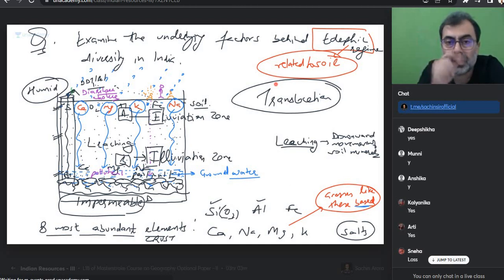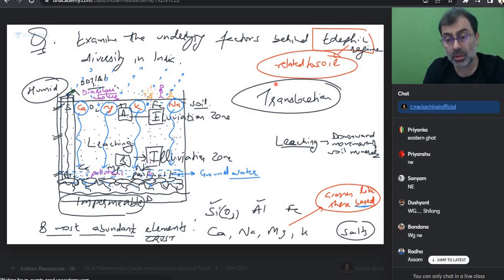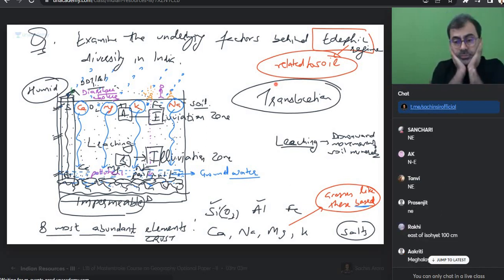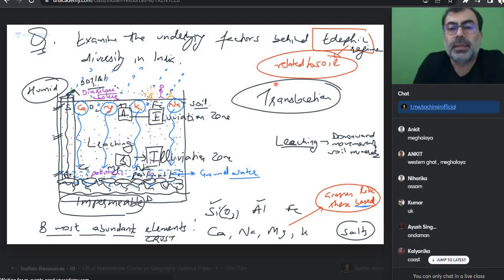Which areas of India can I expect such high leaching? Tell me quickly, smart people. Western Ghats, and tell me more. Start imagining. Northeast, Assam, Meghalaya. Very good. Sir, east of the isohyet, 100 centimeter, more rainfall. Perfect, perfect, perfect. That's good. Okay.